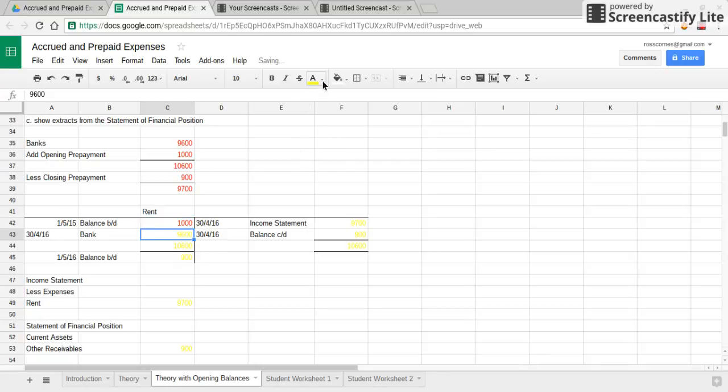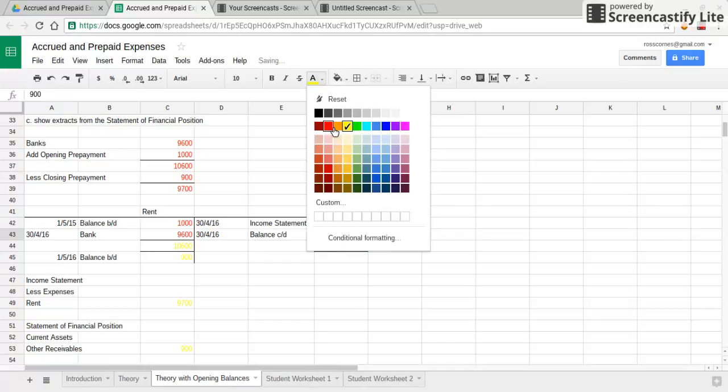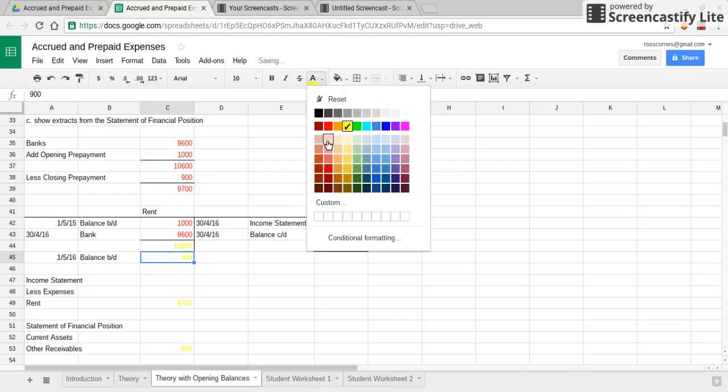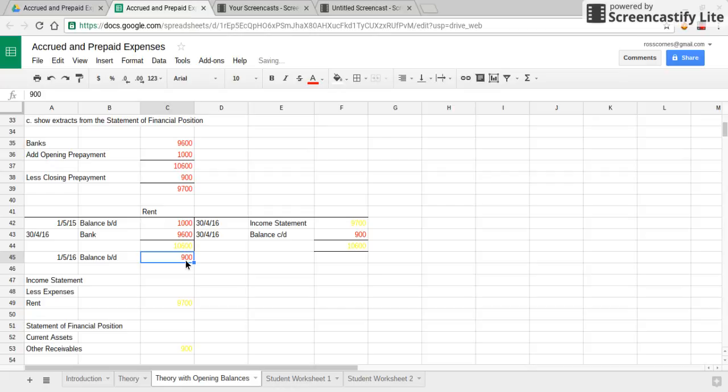The amount that's gone through the bank, $9,600, is on the debit side of the rent account because we credit bank or we credit cash and we debit the expense account. And the balance carried forward, it's a prepayment, so part of that $9,600 isn't this year's expense, so it needs to go on the credit side. And it also needs to go on the credit side because next year that will be an asset for the business. So that will appear in the statement of financial position as an asset.